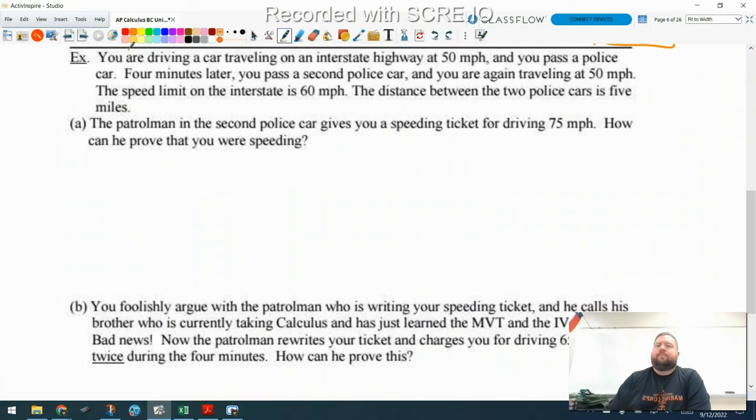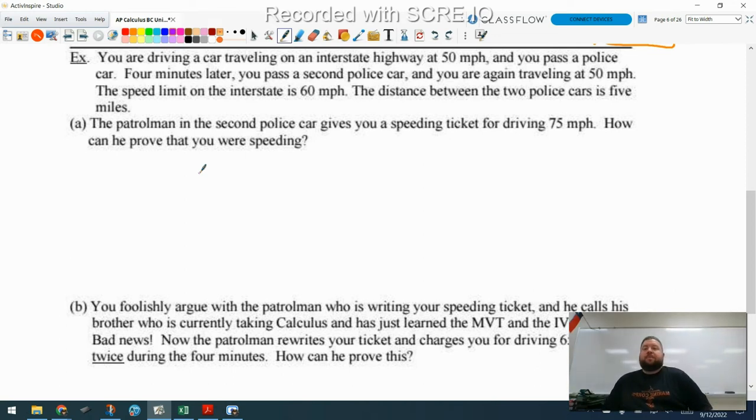All right. Last example is going to be more of a real world example. So you're driving a car, traveling on an interstate highway at 50 miles per hour, and you pass a police car. 4 minutes later, you pass a second police car, and you're again traveling at 50 miles per hour. The speed limit on the interstate is 60 miles per hour. The distance between the two police cars is 5 miles. The patrolman of the second police car gives you a speeding ticket for driving 75 miles per hour. How can he prove that you were speeding?